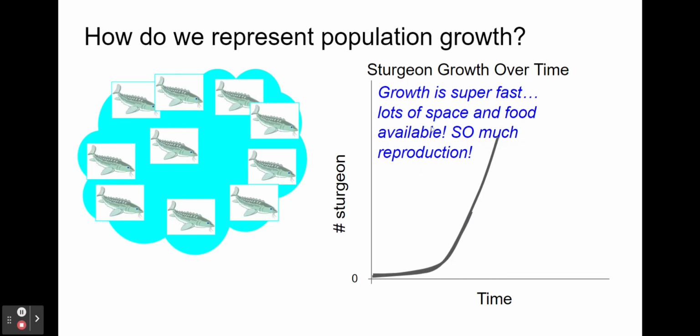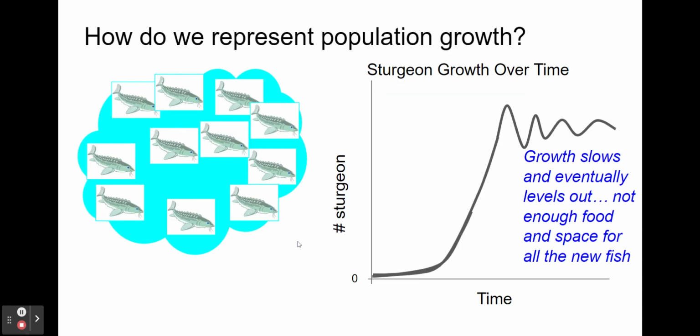Lots of space and food is still available. There's so much reproduction until our sturgeon population starts pushing up against the limits of the environment. They might start running out of space first because it looks like they're getting pretty packed together. At this point, our growth will slow and will eventually level out. There will not be enough food and space for all the new fish.